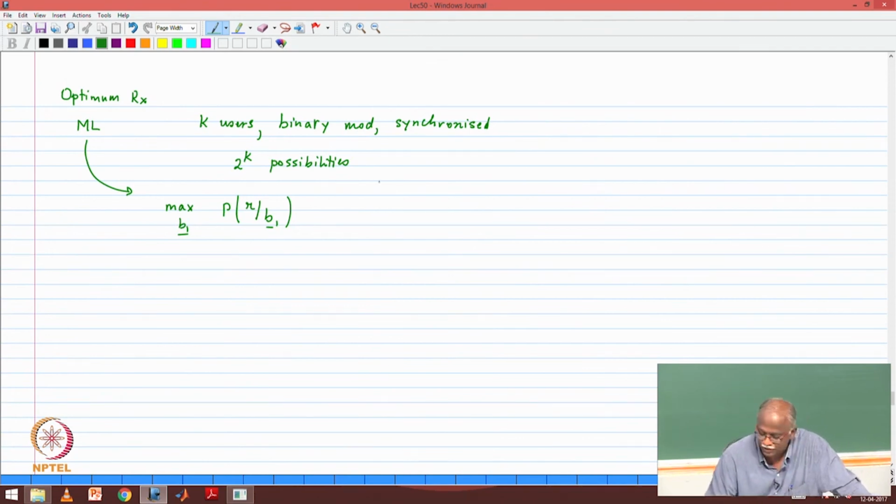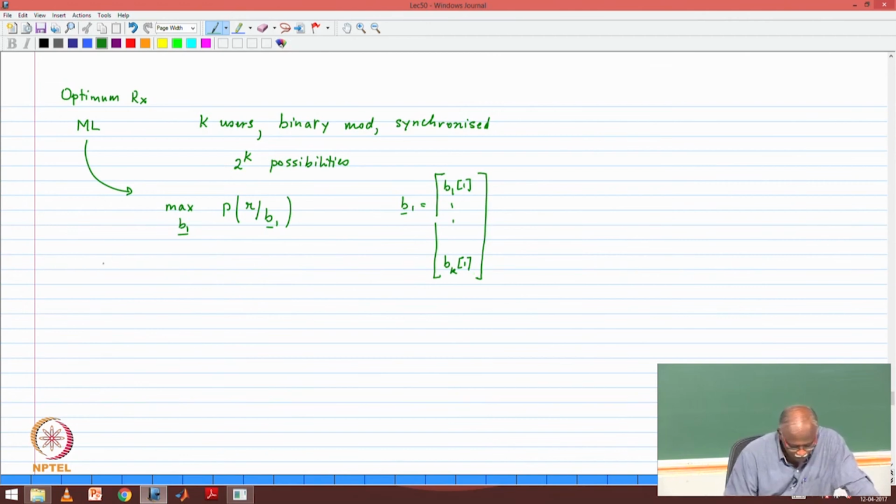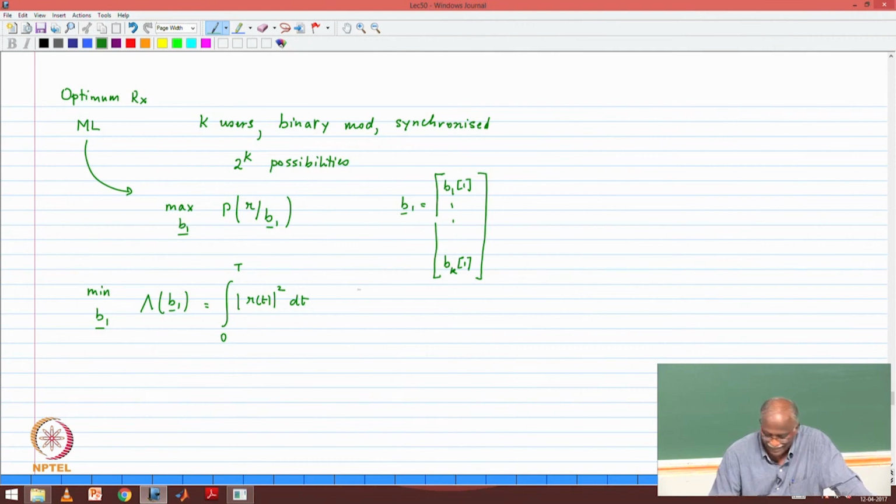We went through some steps to get the following expression. B1, the vector itself, is a vector of the bits that were transmitted by each of the users, B1 through Bk. And we said that our goal, in order to get the maximum likelihood, is to look over all possible combinations of this vector B1 such that we minimize this objective function. This objective function we obtained as the integral from 0 to T of the magnitude squared of r(t) dt. The integral is only for this first term. The rest of the terms, the integral has already been captured into the quantities that have been defined. B1 Hermitian times R, where R is the output of the correlators.